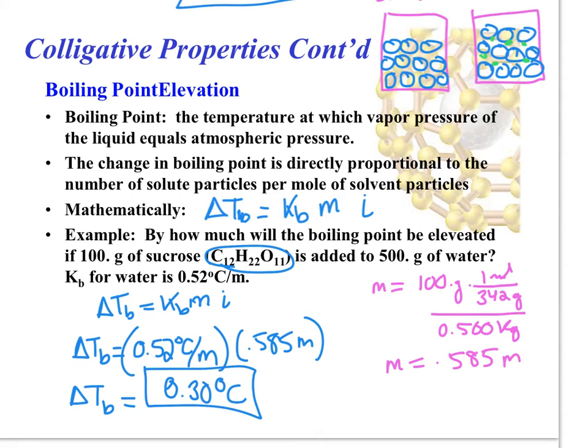If they asked for what is the boiling point of the solution, you would look and see that water is your solvent. So normally pure water would have boiled at 100 Celsius. The solution has a 0.3 Celsius elevation, and so that means that my solution here boils at 100.3 Celsius.